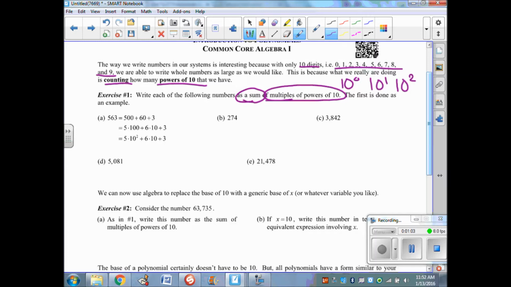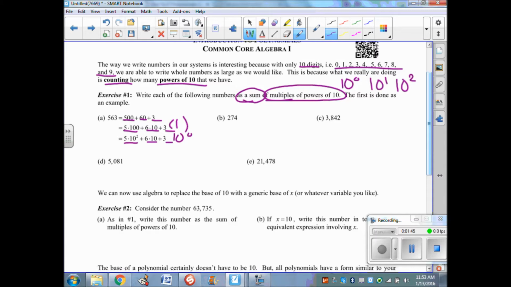So 563 means, if we think about place value, 500 plus 60 plus 3. If I further expand that out, it's 5 times 100 plus 6 times 10 plus 3. We have 5 hundreds, 6 tens, and 3. Essentially, we could put a 1 on the end there, 3 ones. Now as powers of 10, 100 is just 10 squared. So this is 5 times 10 squared plus 6 times 10 plus 3. And technically, again, we could put 10 to the 0 on the end of that.